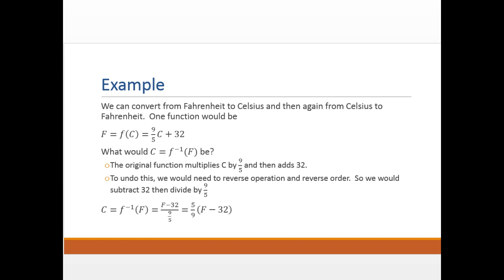Let's look at examples. We know we can convert from Fahrenheit to Celsius and then again from Celsius to Fahrenheit. One of the functions would be F, Fahrenheit as a function of Celsius, which is 9/5 C plus 32. The question is, what's the inverse function? What is C equals f inverse of F? The original function multiplies C by 9/5 and then adds 32. To undo this, we need to reverse the operation and reverse the order. So we'd subtract 32 and then divide by 9/5. So F minus 32 divided by 9/5 is 5/9 times F minus 32.